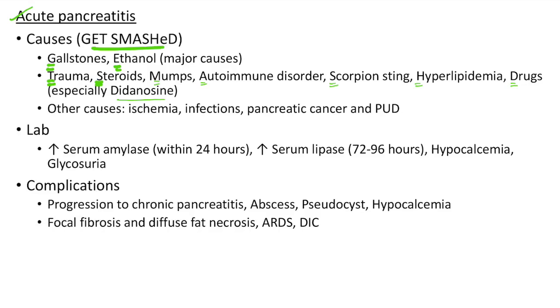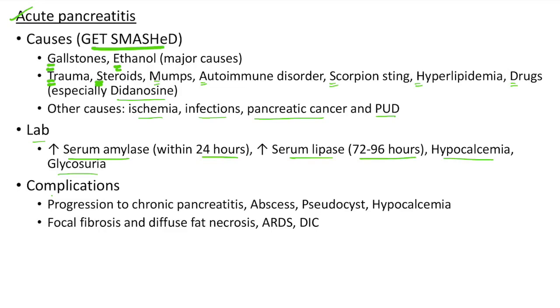Some other causes of acute pancreatitis include ischemia, infections, pancreatic cancer and peptic ulcer disease. Now let us see about the laboratory findings in case of acute pancreatitis. There will be elevated serum amylase within 24 hours. The serum lipase will be elevated in 72 to 96 hours. There will be hypocalcemia and glycosuria.